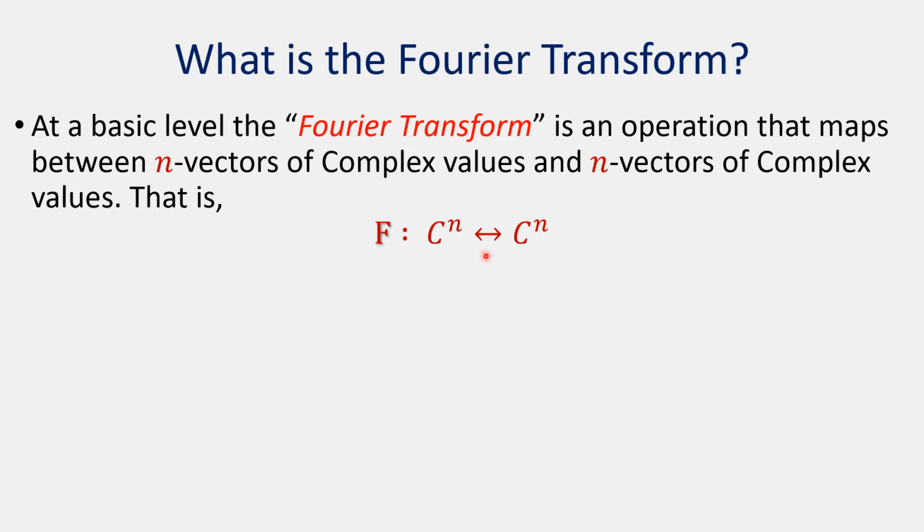And I'd like to note this notation here. We have this double-headed arrow. So what this is indicating is this is a two-way process. We can take a vector, return another vector, but we can recover our original structure in a moderately straightforward way. I'll talk about that a bit later.